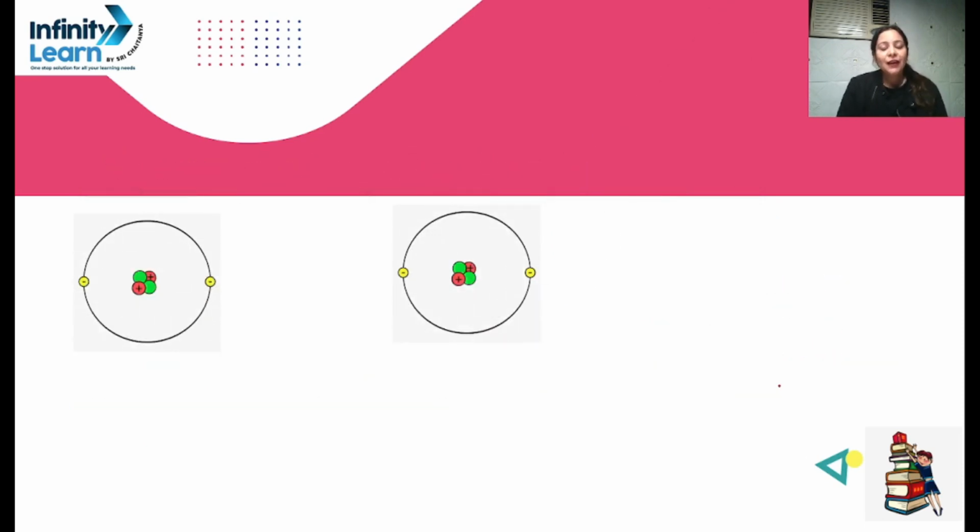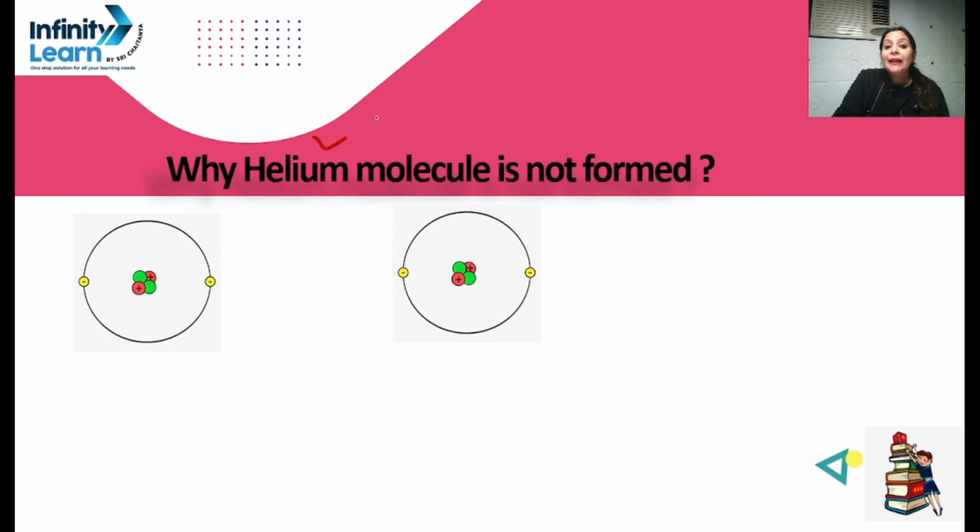Now in the same way, if you focus on why a helium molecule is not formed, I'll give you one example for this as well. Let's take this as helium A and let's take this as helium B. We know that helium has 2 protons and 2 electrons. So let's show it like this. Let's say that the 2 electrons are A1 and A2, and 2 protons.